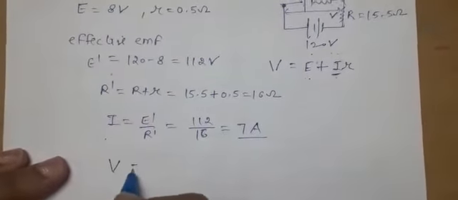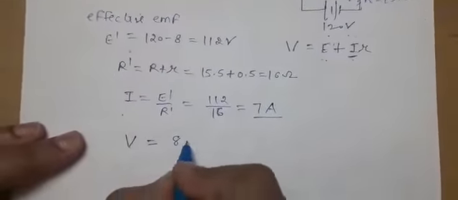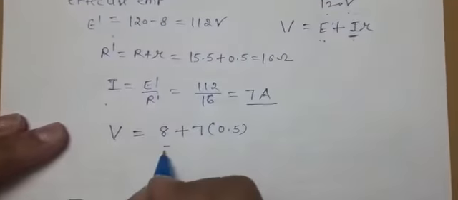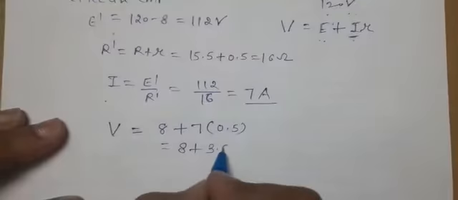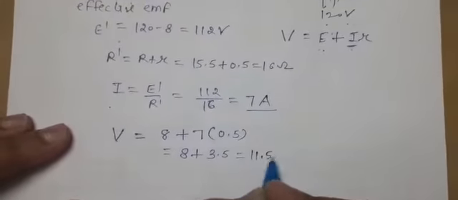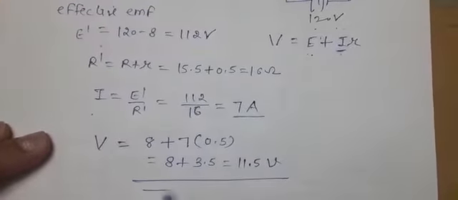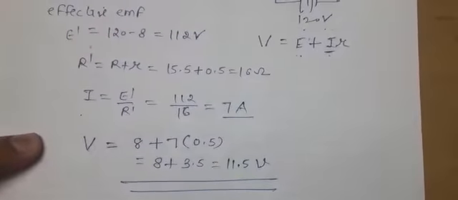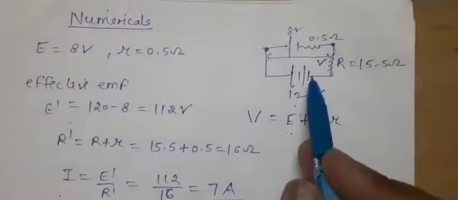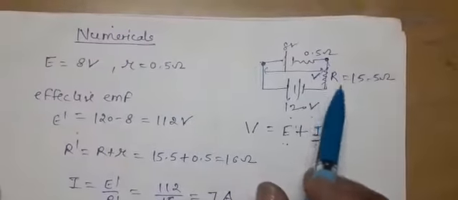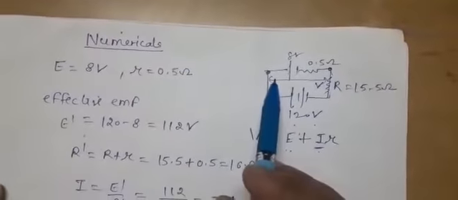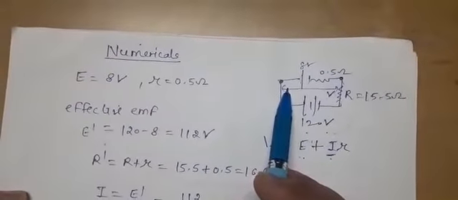So terminal potential difference will be E is 8 volt plus current is 7 and resistance is 0.5. So it is 8 plus 3.5, that is 11.5 volt. So see how simple this question is. Basically here we have to understand the figure, because here the circuit arrangement is where components are connected in series. So we have to find the current flowing through the arrangement.